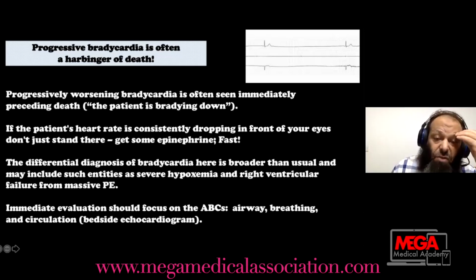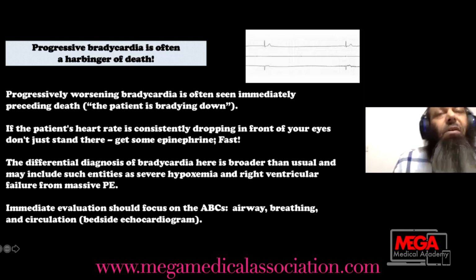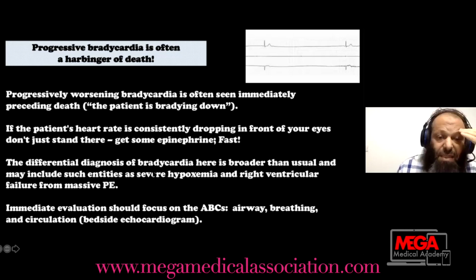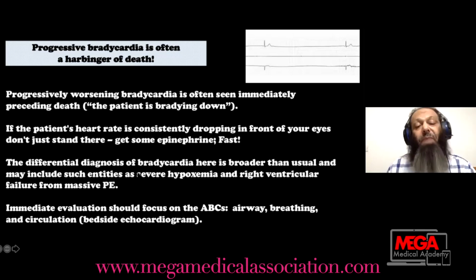The differential diagnosis of bradycardia here should be broader than usual. For example, if the patient now has an MI or tamponade, you should probe why your patient is having this progressive bradycardia. This should include entities associated with severe hypoxemic respiratory failure or severe RV failure, for example from massive PE.